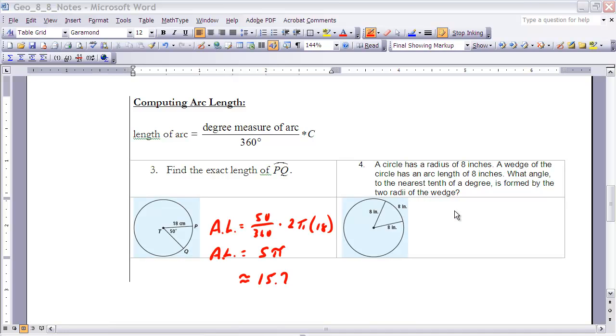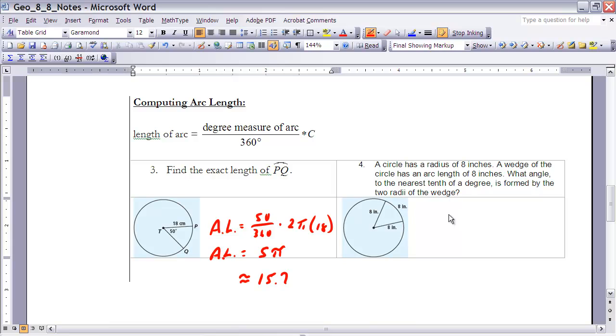Okay, finally let's take a look at number 4. It says a circle has a radius of 8 inches. A wedge of the circle has an arc length of 8 inches. What angle to the nearest tenth of a degree is formed by the two radii of the wedge? So if that's the case, let's use the arc length idea to go ahead and solve this.